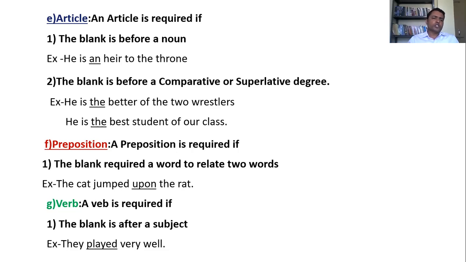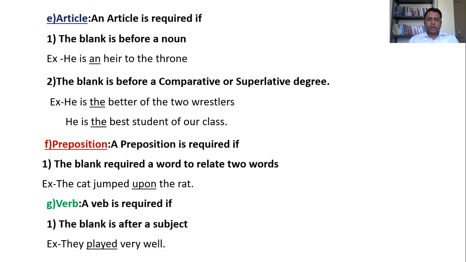Then preposition. A preposition is required if the blank requires a word to relate two words. So a preposition always tells something about the subject and object, and that gives the relationship between subject and object. Example: the cat jumped upon the rat. "Upon" here is a preposition. That tells something about the cat and the rat.